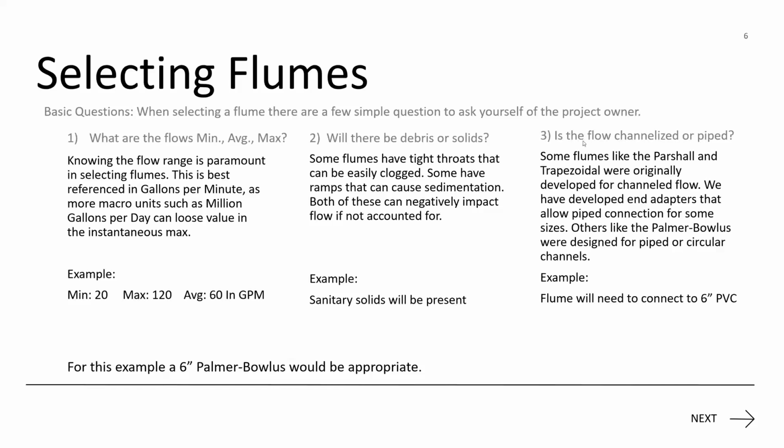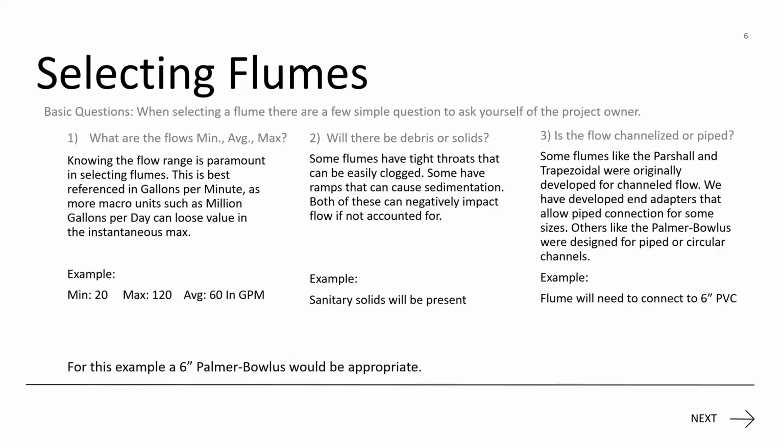And then lastly, we need to know if the flow is going to be in a channel or piped. Flumes that were originally designed for channelized flow, like a partial or a trapezoidal, have had end adapters developed for them that allow pipe flow. Others, like Palmer Bowlus flumes, were originally designed for a pipe or a circular channel. So it's important to know how we're going to be inserting the flume into the flow. So in this example, we have a 6-inch PVC running through either a manhole or just open in a plant.